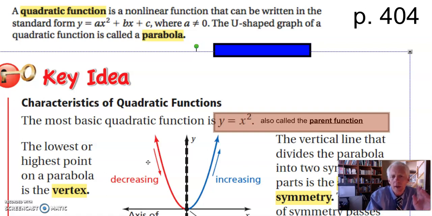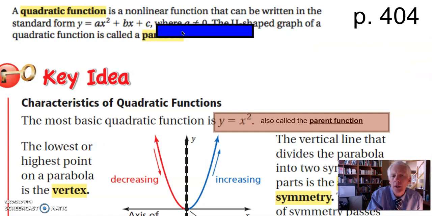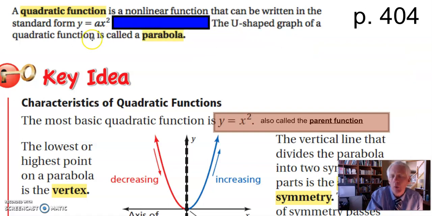So today we're doing 8.1 and 8.3. We're skipping 8.2. 8.1 is your characteristics of quadratics. A quadratic function is a nonlinear function that can be written in the standard form ax squared plus bx plus c. Today we're going to talk basically about the a only. What does the value of a do that affects the way the quadratic looks?